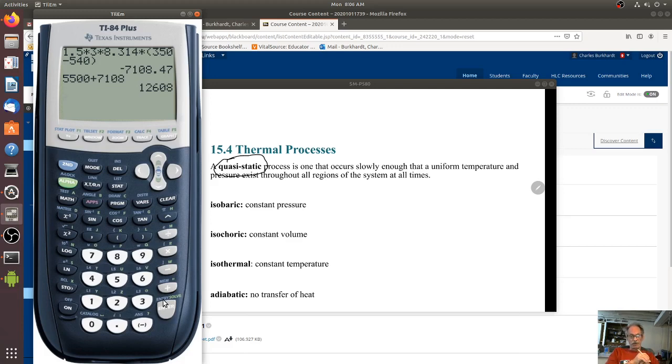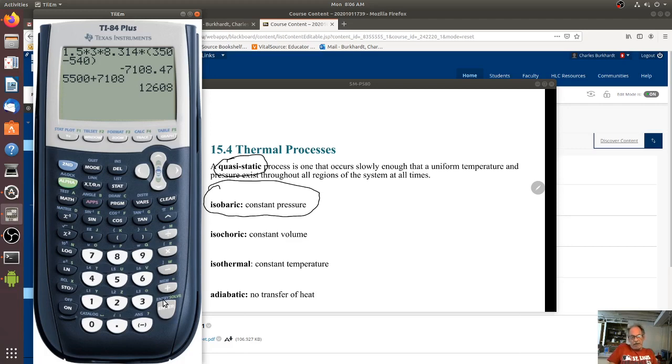It's called a process. A quasi-static process is one that takes place at each step, each little increment of the process. The temperature changes slowly, not quickly. So there's three kinds of processes that a gas can undergo. And we'll be talking about these throughout the chapter.